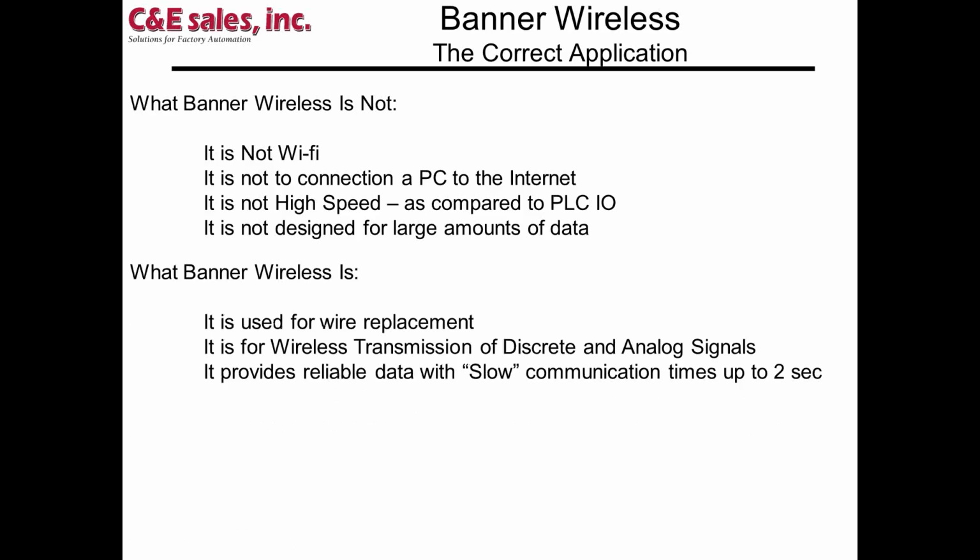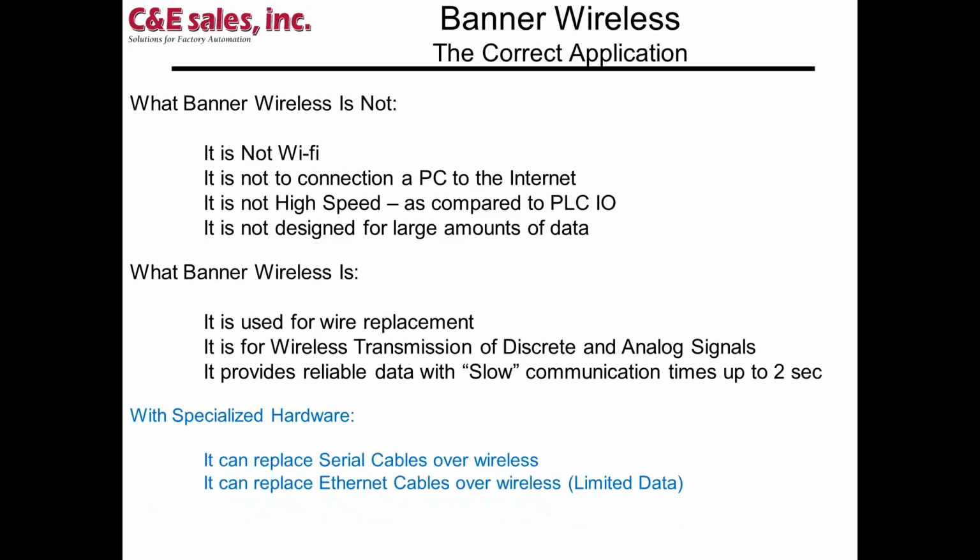What Banner wireless is, it's used for wire replacement. So wherever you would have a wire, think of an analog signal from one sensor to a PLC, you could use this to bring the analog into a wireless node and bring it in wirelessly over to a gateway to be used in the PLC. It is for wireless data transmission of discrete and analog signals, and it provides reliable data. I say slow in parentheses. We're talking about communication times up to 2 seconds, depending on the size of the network. We'll talk more about latency coming up too.